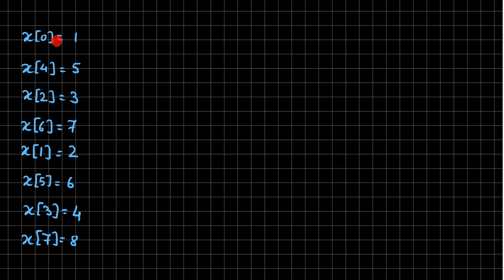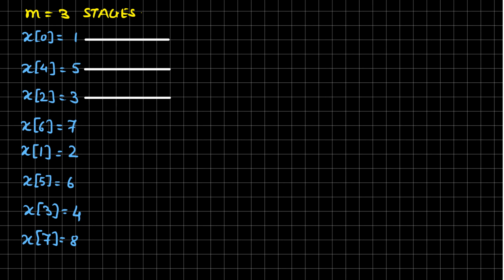So we have x of 0 as 1, x of 4 as 5, x of 2 as 3, x of 6 as 7, x of 1 as 2, x of 5 as 6, x of 3 as 4, and x of 7 as 8. And we know that we require a total of m equal to 3 stages. So let us consider the first stage. In the first stage we need to consider the 2-point DFTs by combining consecutive groups of 2 like this.